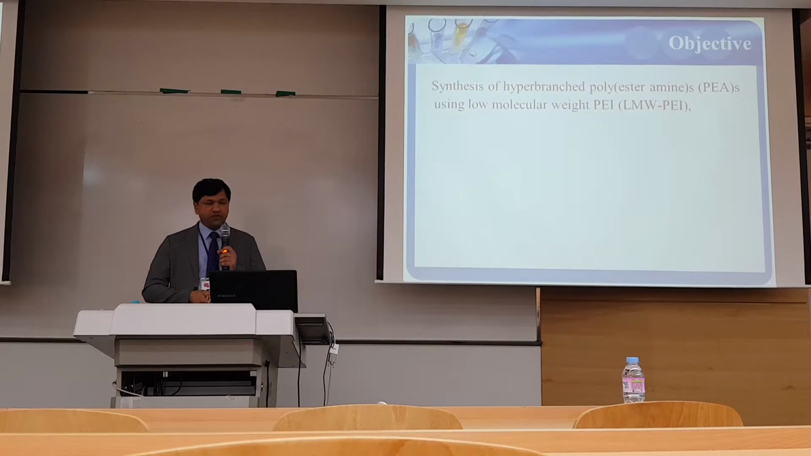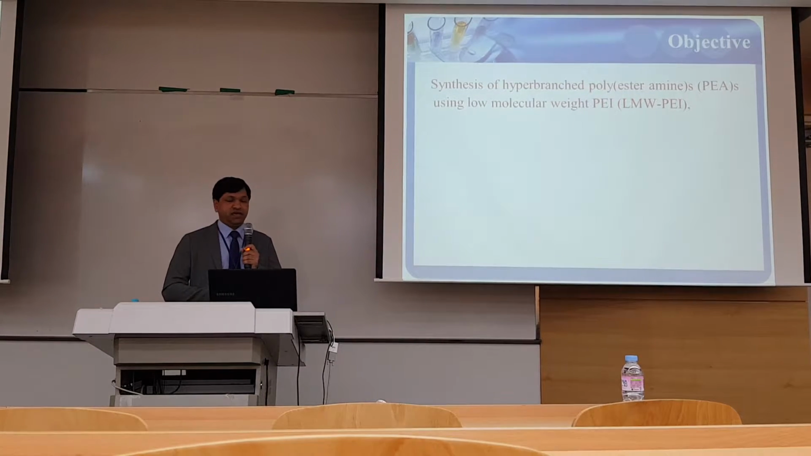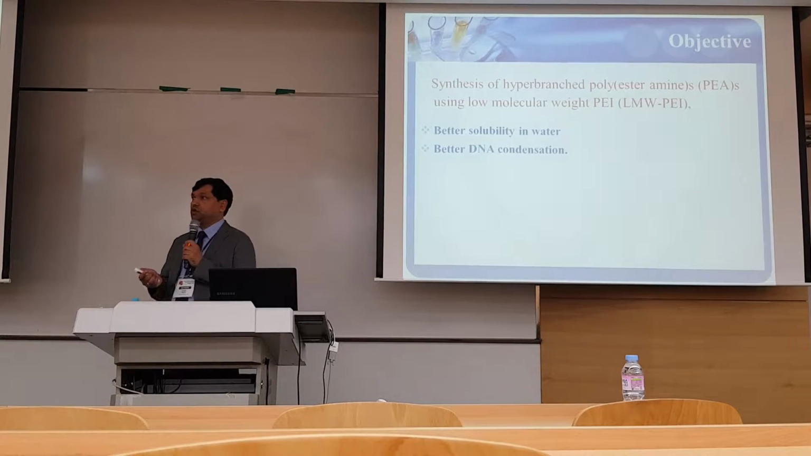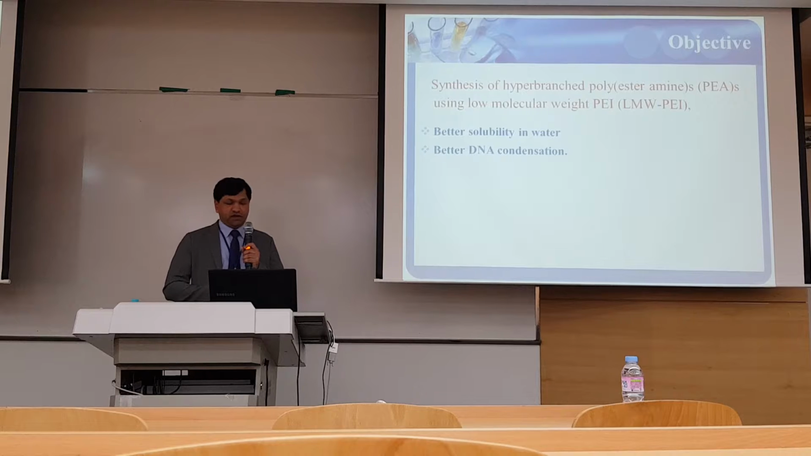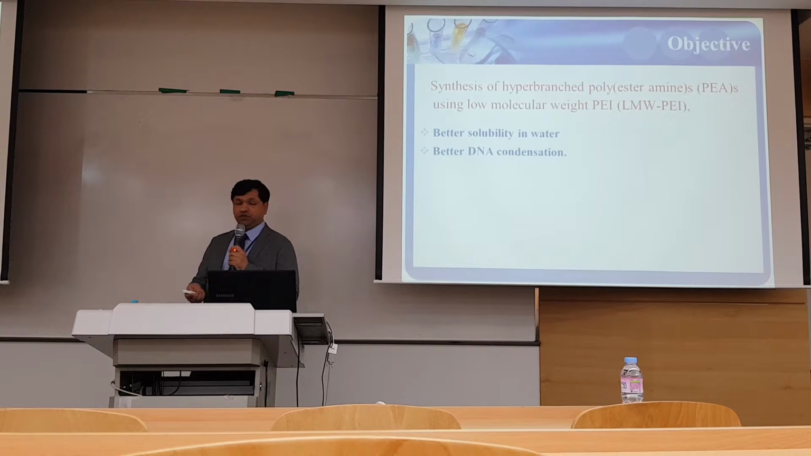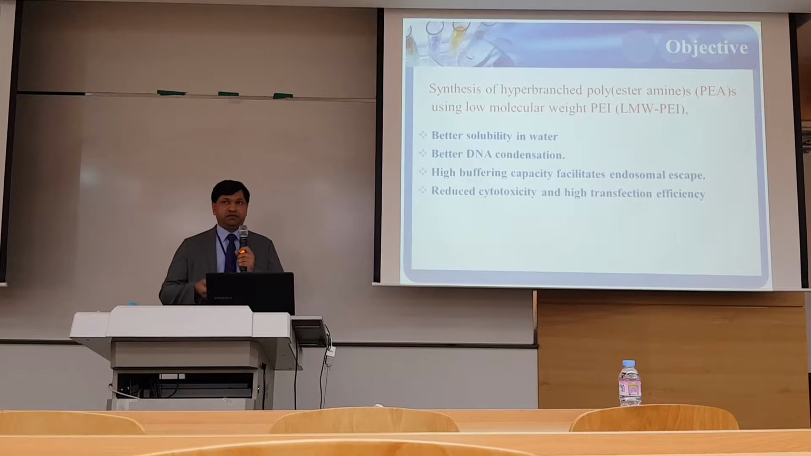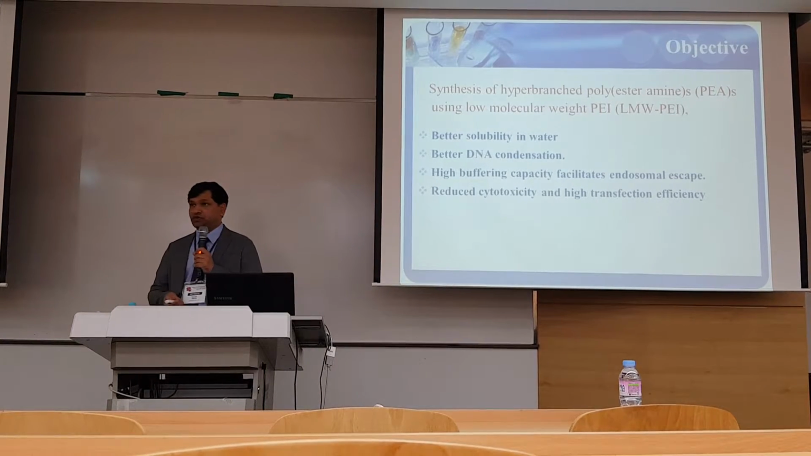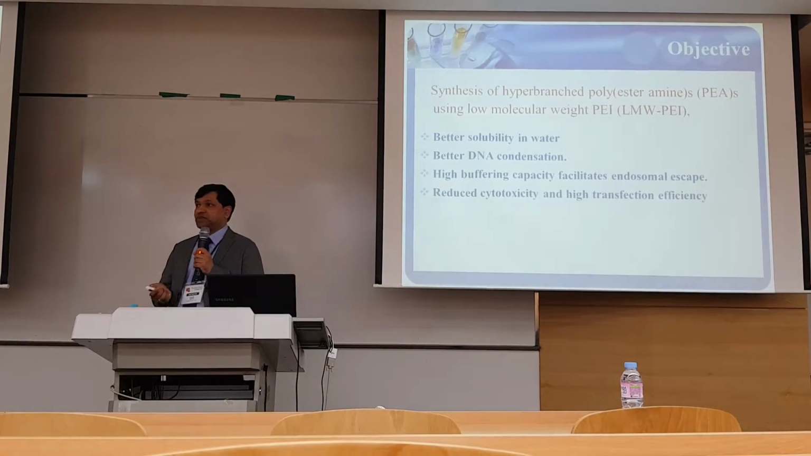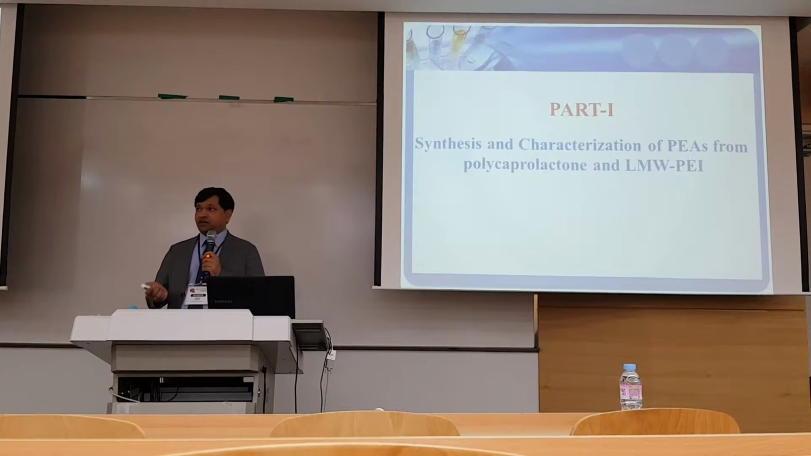So our objective was to synthesize different types of hyperbranched polyesteramines using the low molecular weight polyethylenimine. As I explained, high molecular weight polyethylenimine is highly toxic. So we tried to use a low molecular weight polyethylenimine so that our polyesteramine carriers will have better water solubility, better DNA condensation, and similarly high buffering capacity as well as proton sponge effect, so that it can easily escape from the endosome and release the content in the cytosol. It will have less toxicity because of the ester linkage, which can undergo hydrolysis at physiological pH, and it will have high transcription efficiency.